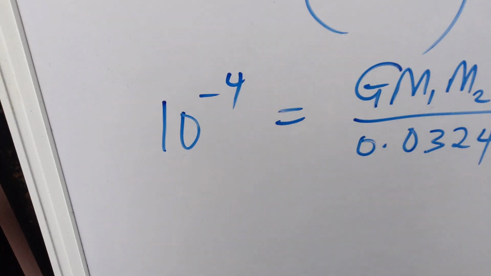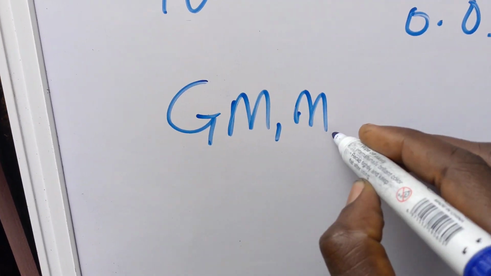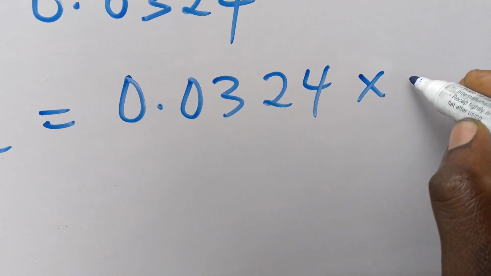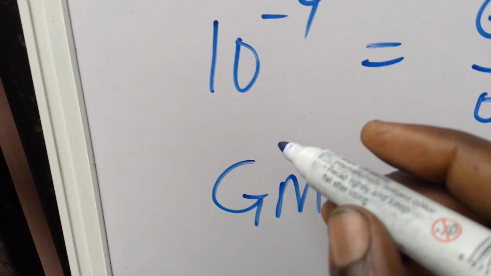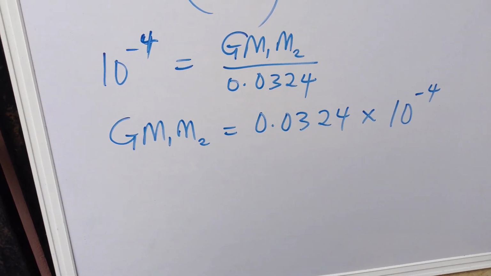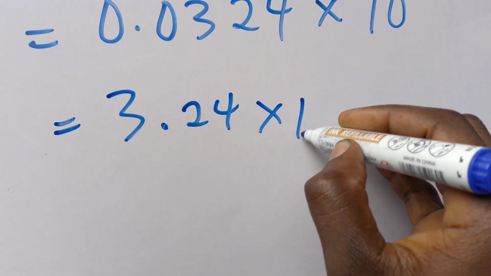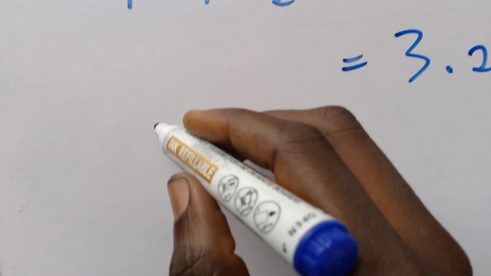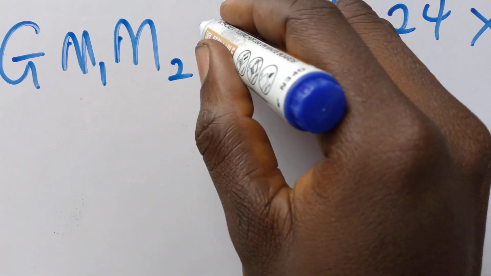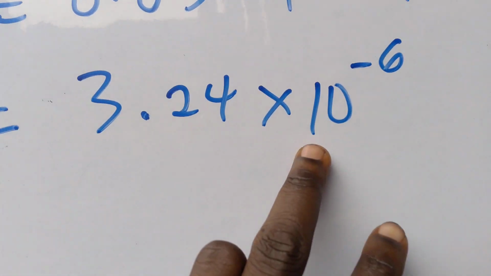I'm making G the subject of formula. We could then cross multiply. I have G M1 M2 equals to 0.0324 multiplied by 10 raised to power minus 4. So if I multiply that now, I'll be having 3.24 times 10 raised to power minus 6 equals to G M1 M2. Alright, so G M1 M2 is equals to 3.24 times 10 raised to power minus 6.